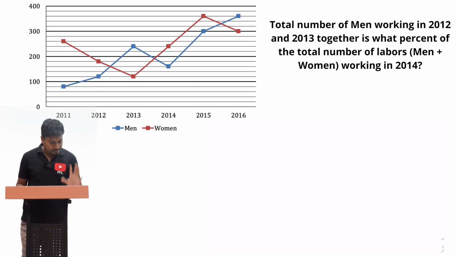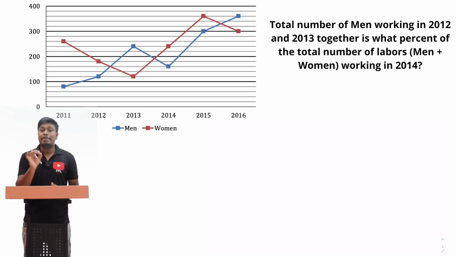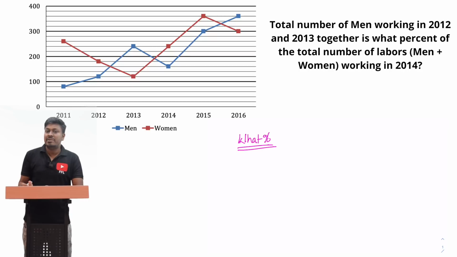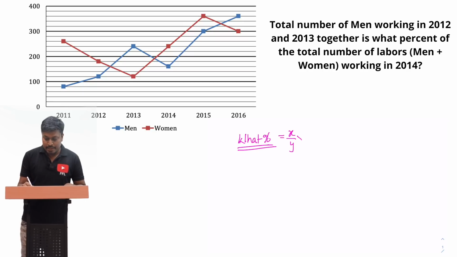So first question: total number of men working in 2012 and 2013 together is what percentage of? Just see, the phrase is what percentage. From previous 2 videos itself I have told you, if you are going to solve a question from DI, you have to remember 3 formulas. X is what percentage of Y, X is what percentage more or less than Y, and the third formula is percentage change. So here you can see together is what percentage of, and the formula is X divided by Y into 100, right?